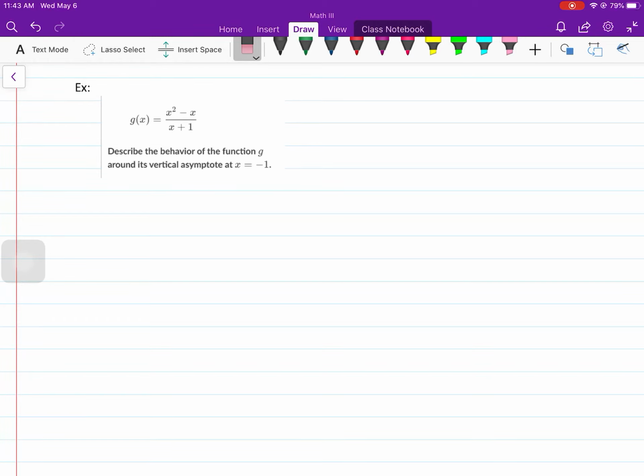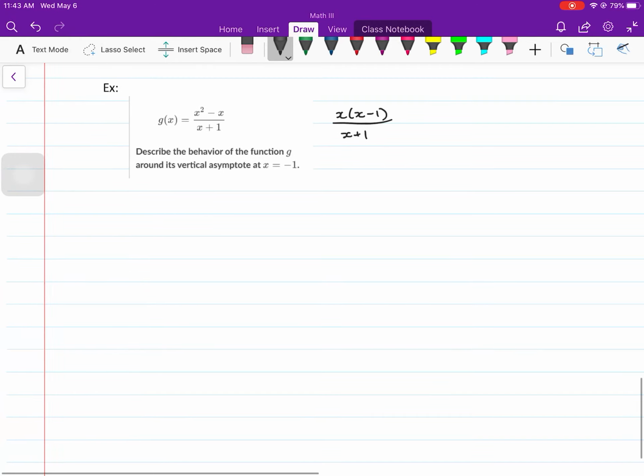Let's go ahead and go through another one of those examples because I know this might be a little bit complicated. Usually this is where my calc students struggle a little bit in the beginning. So let's go ahead and factor the top. The factored top is going to look like this, x times (x minus 1). They both have an x in common, so I just brought that x out to the front. Then over x plus 1.